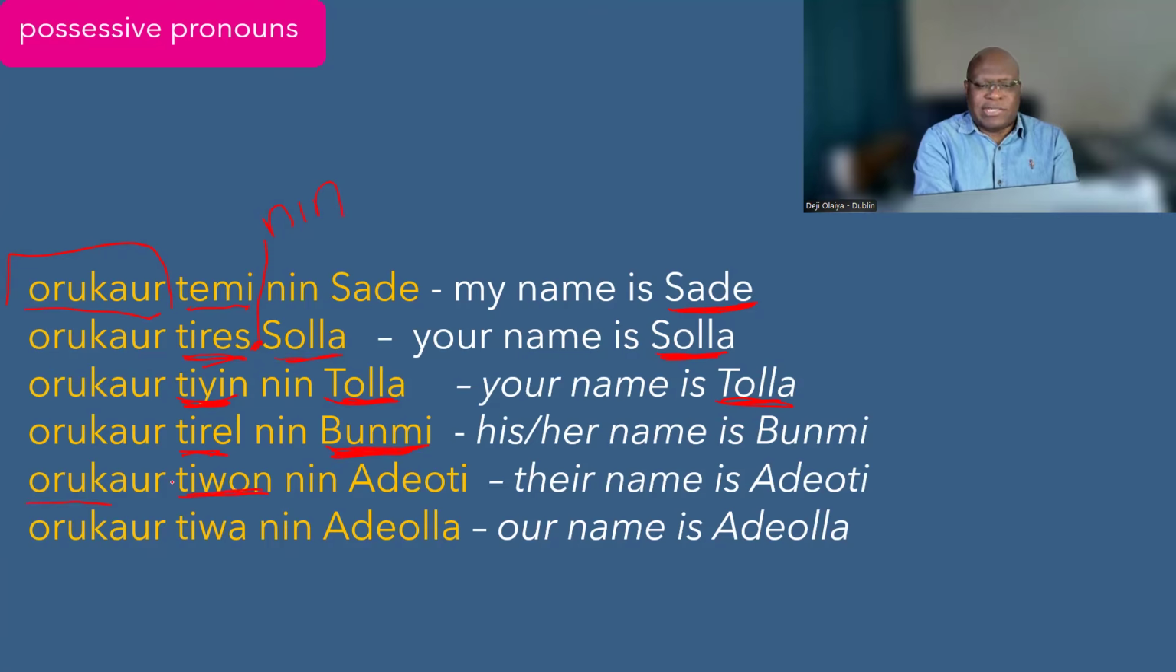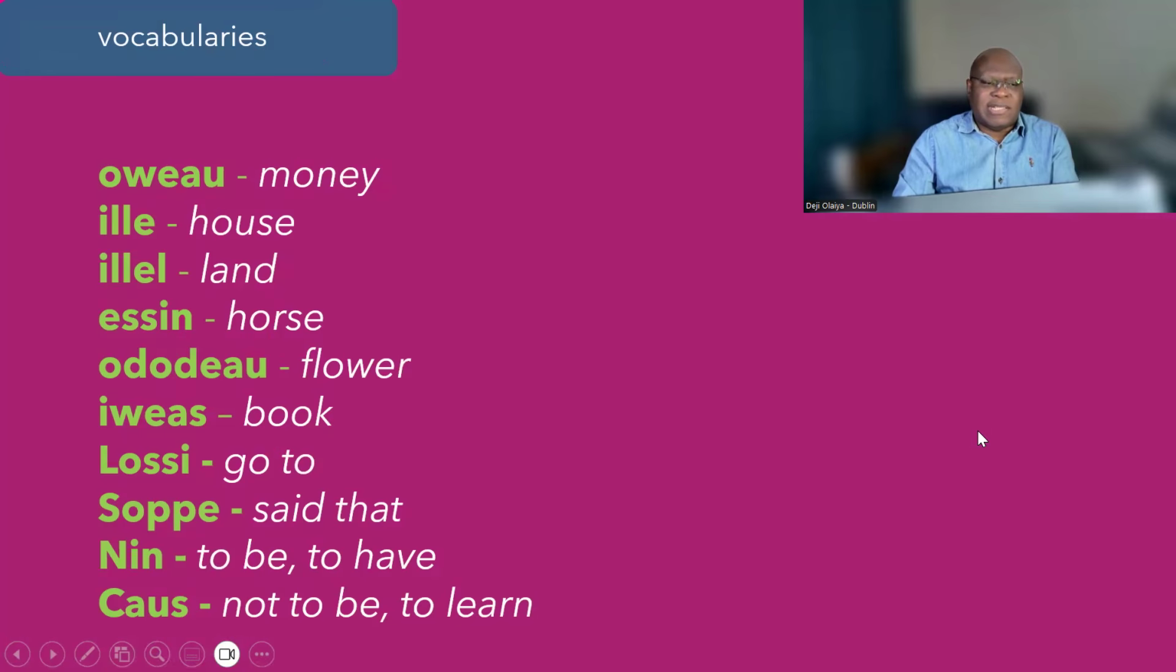Then orúkọ tiwọn. Their name, theirs. Their name is Adeoti. Adeoti is another Yoruba name. Then orúkọ tiwa, our name. Orúkọ tiwa ni Adeola. Our name is Adeola. That's the way it's done. So let's go to the next slide.